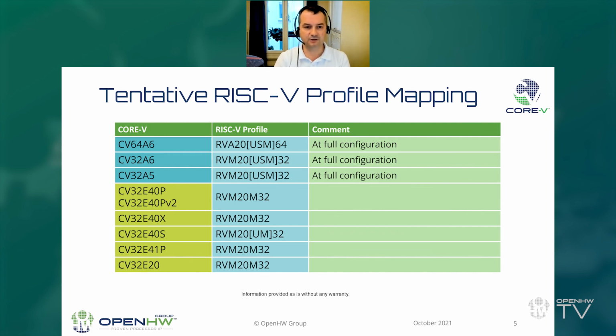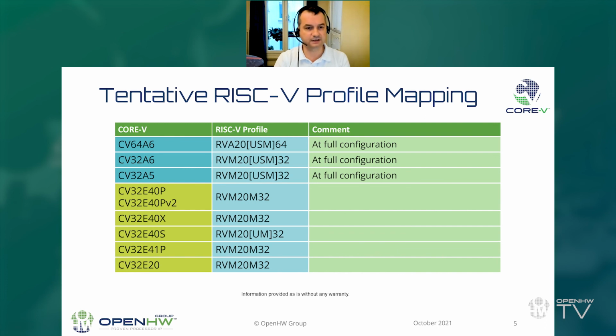The next core, CV32A6, likely qualifies for RVM20 USM32. From what I understood, the RVA profiles do not support 32-bit cores. So that's why it qualifies as an RVM core, but worth mentioning, it supports Linux.